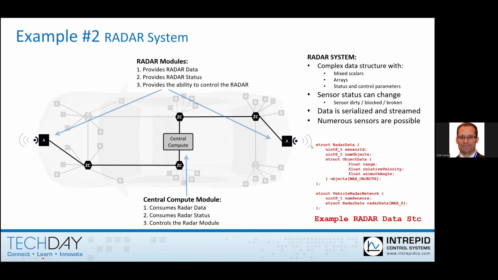In this particular case, the producer of the data would be the radar modules, and the consumer of the data in this example would be the central compute module. So you can see that the structure here is that we have a couple of radars, forward-facing and rear-facing, and these radars are then connected to a central compute module over Ethernet, and specifically through Ethernet switches that exist inside of the zonal controllers.